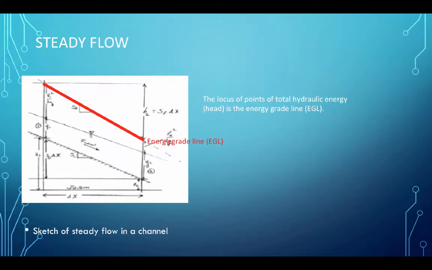The locus of points of total hydraulic energy, or total head, from station to station to station, if we keep track of where that is, the line that describes that is called the energy grade line. And it bears the same relationship as the energy grade line in a pipeline system. The slope of the energy grade line is this term, S sub f, and that goes by a variety of names. Friction slope is kind of an old-timey name, but still used in practice.